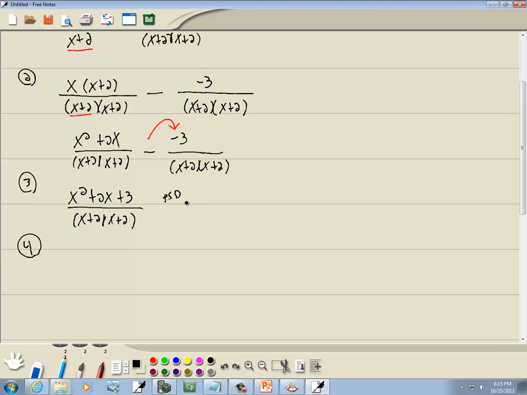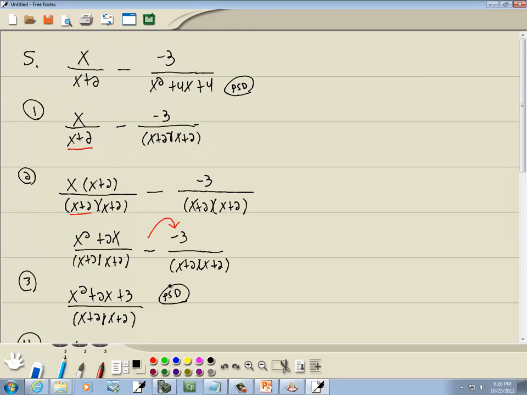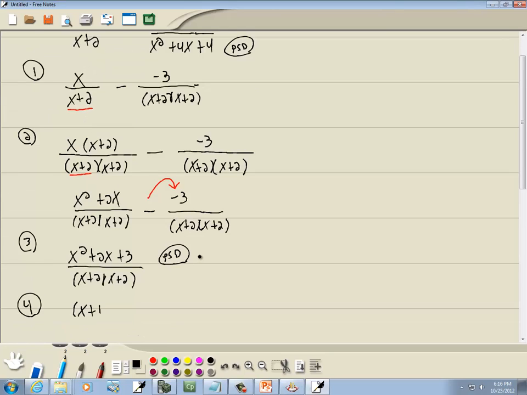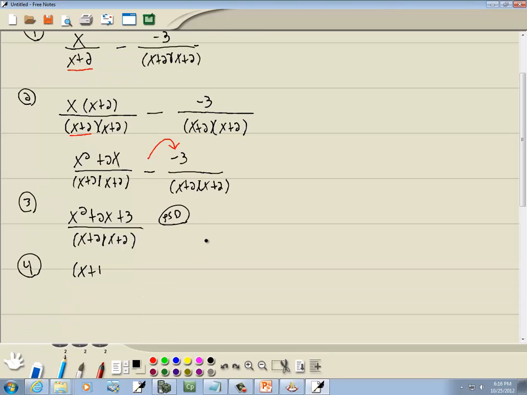Step 4. Factor the top, factor the bottom. The top part is PSD, x squared, no number in front of the x squared. And it factors as, what does it factor as? Let me double check something here real quick. Okay, multiply that, x squared plus 2x plus 3. It doesn't factor, so this is our answer right here. That's interesting.